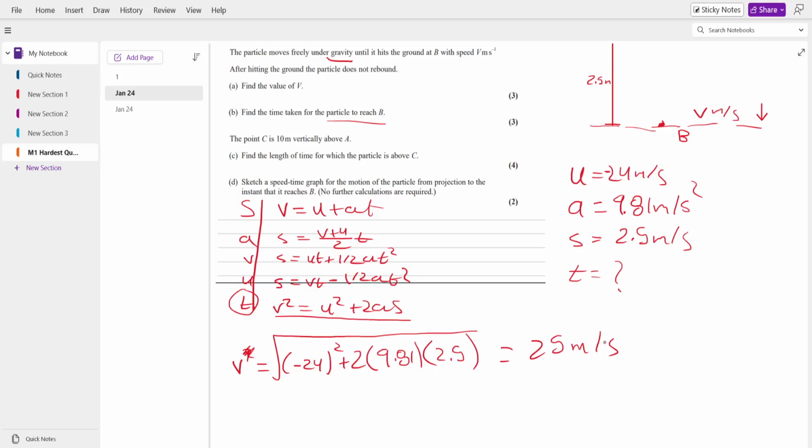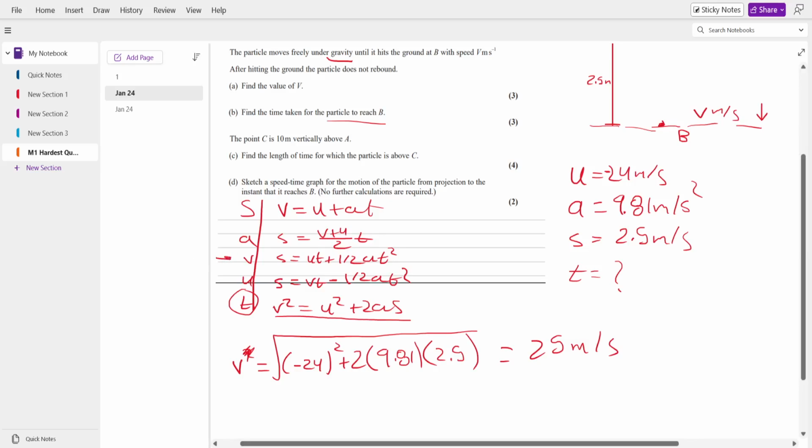I don't want to use the V that I calculated because it's a calculation. So I might be having an error here, and I don't want this error to be carried to the next question. So whenever I can, I will try to use the givens only. And this is a very good approach that you can implement. So I have U, A, S, I want T. The only thing I didn't mention was V. So I will very easily use this equation.